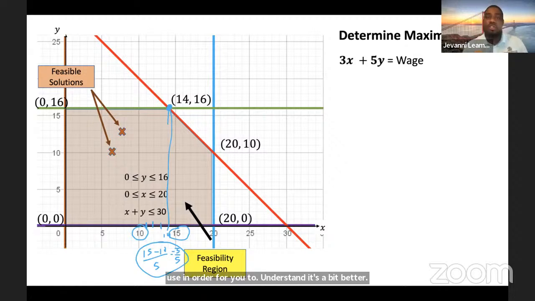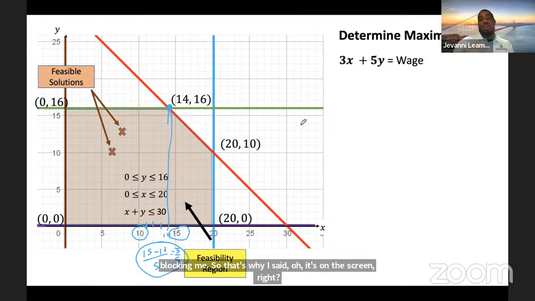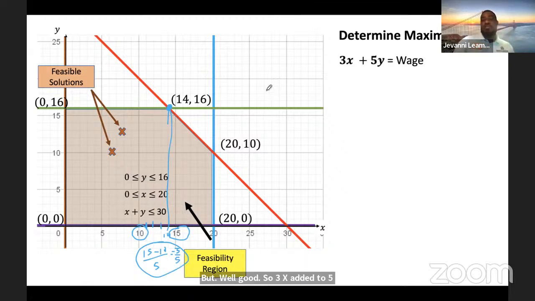All right. So we want to calculate the maximum wage. Now, can anybody remind me of the equation that speaks to the maximum wage? Well, it's on the screen. I couldn't see it because something was blocking me. My bad. But good, so 3x added to 5y. So we need to find out what the maximum wage is.